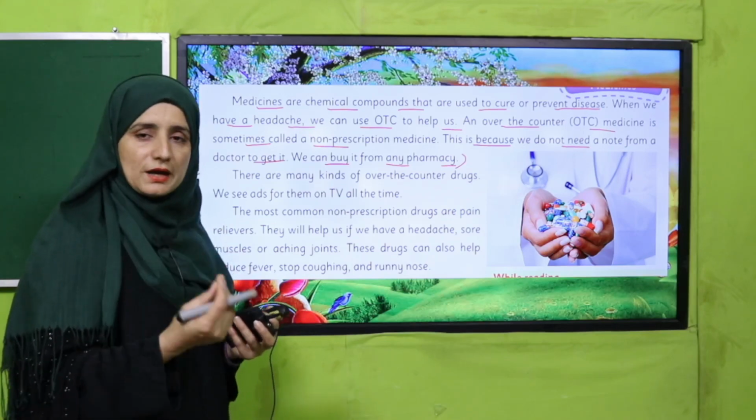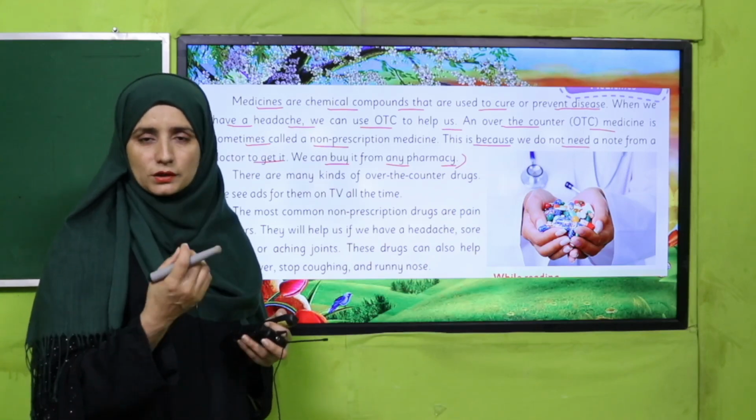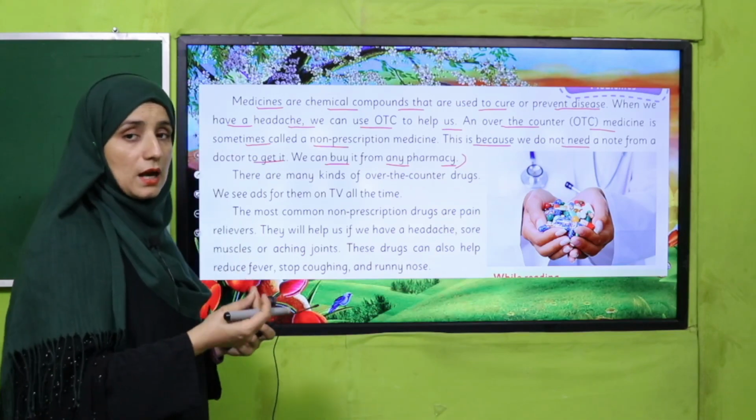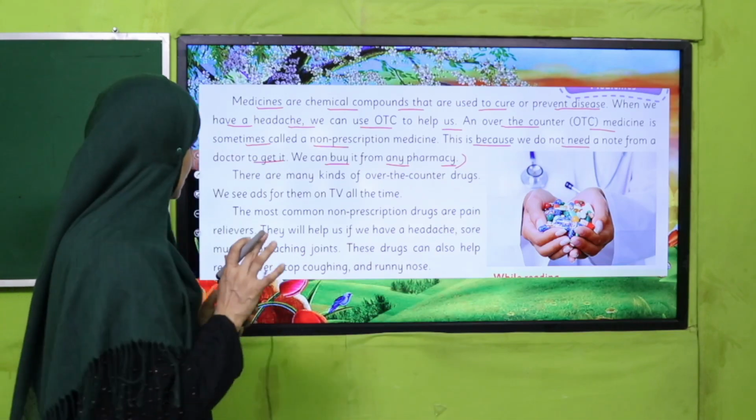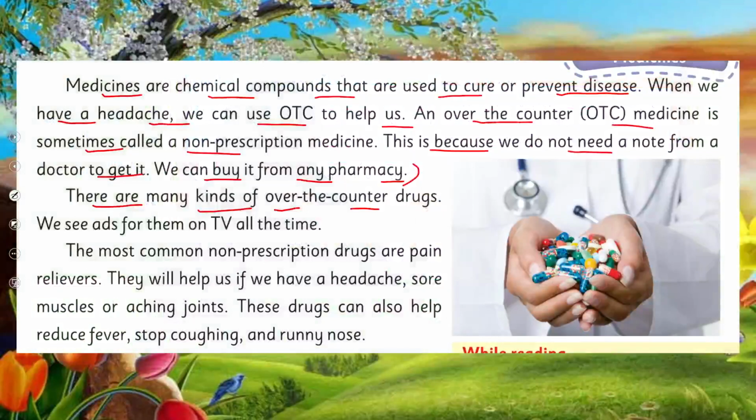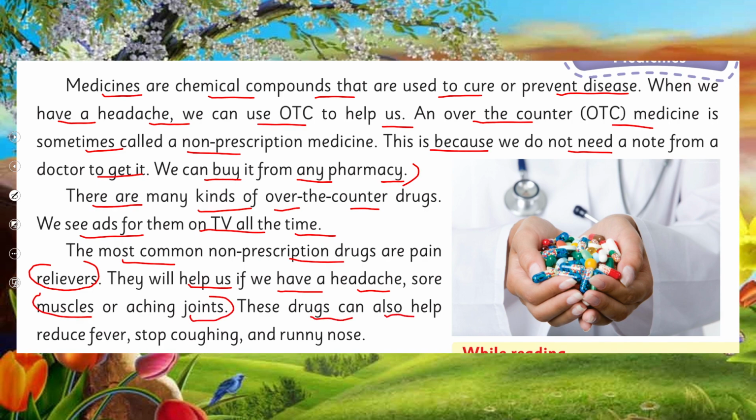सपोज वी हैव हेडेक, हमारे सर में दर्द है, वी हैव कफ, तो हम ये मेडिसिन अपनी मर्जी से कोई टैबलेट्स ले सकते हैं. ओके, so there are many kinds of over-the-counter drugs. We see ads for them on the TV all the time. The most common non-prescription drugs are pain relievers. They will help us if we have a headache, sore muscles, or aching joints. These drugs can also help reduce fever, stop coughing, and runny nose.